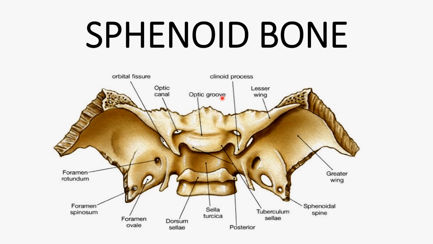This is a sphenoid bone. The sphenoid bone, this is the important one. Every teacher will ask you what are the foramina present in the sphenoid bone? You can see foramen rotundum, foramen ovale, foramen spinosum, optic canal or optic foramen, and one more foramen which is the foramen lacerum. I will show you in another picture and remind you of the foramen lacerum.